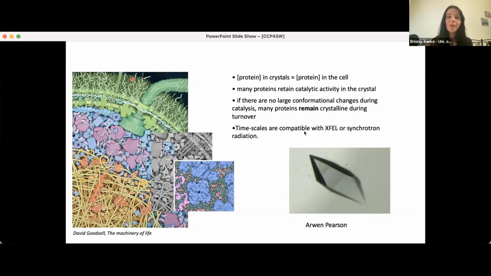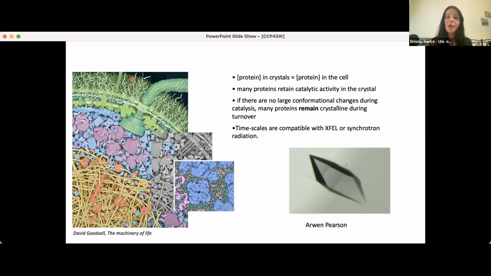So in the little GIF image there, you could see the turnover of methylamine dehydrogenase. As long as there aren't any large conformational changes that occur during catalysis, many proteins actually remain crystalline during turnover. And the timescales of the biological reactions that we're interested in are often compatible with two different types of experiment. If we want to look at very fast structural changes, then we need to use an X-ray free electron laser. But when we're looking at slower reactions, we can really rely on synchrotron radiation to get to those time resolutions.